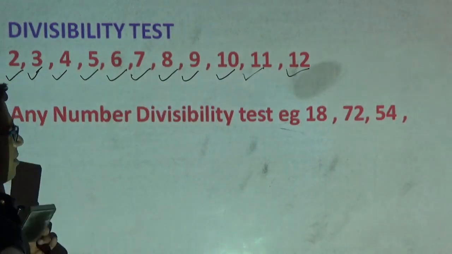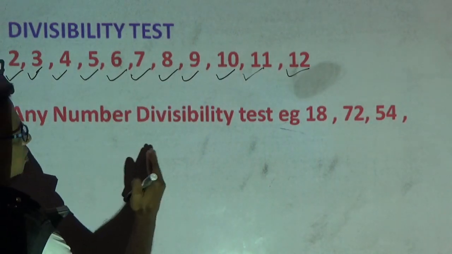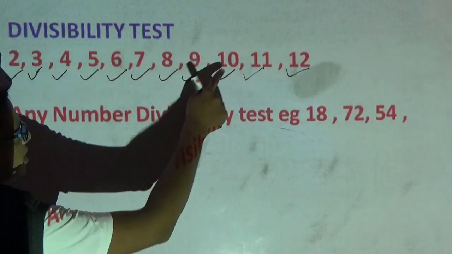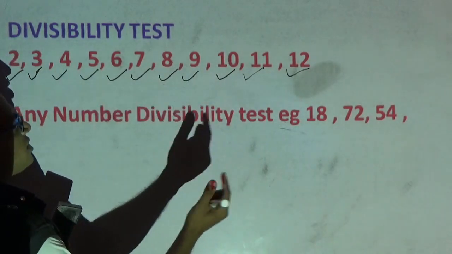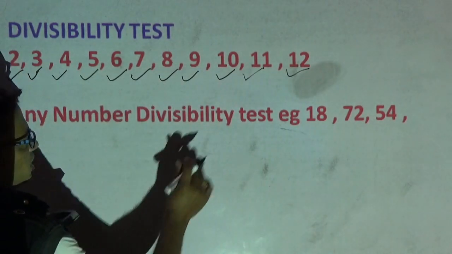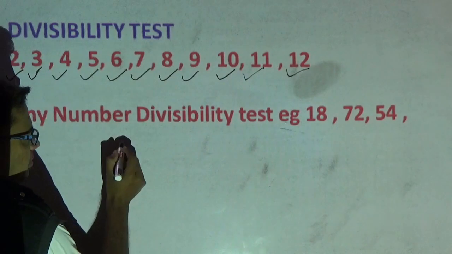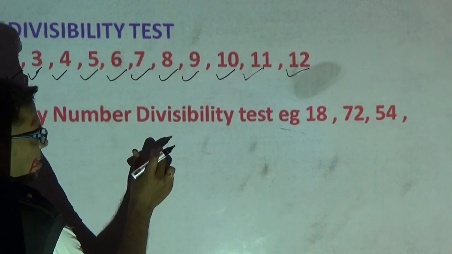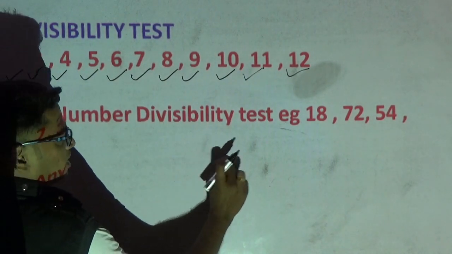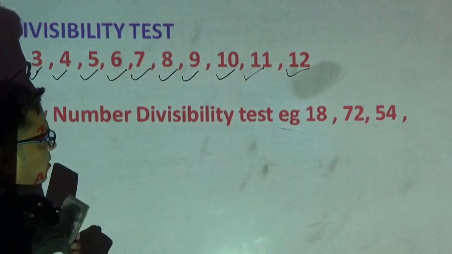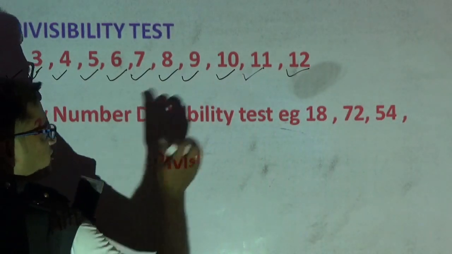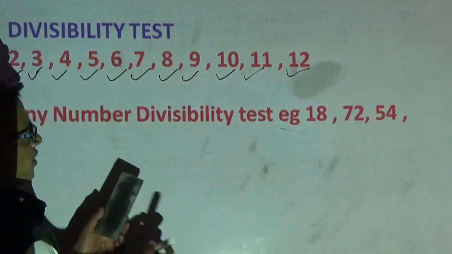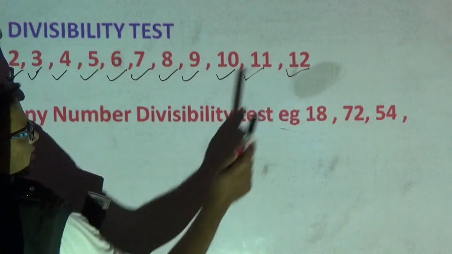How to check a number is divisible by 9? The sum of all the digits should be divisible by 9. How to check a number is divisible by 10? Units place should be 0. How to check a number is divisible by 11? Sum of all the digits in the odd places minus sum of all the digits in the even places should be divisible by 11. How to check a number is divisible by 12? It should be divisible by 4 and 3.